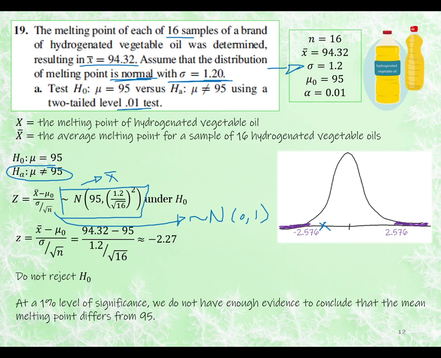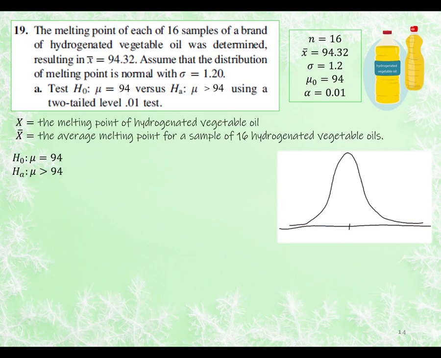At a 1% level of significance, we don't have the evidence to support the alternative. So we don't have evidence to say that the mean melting point differs from 95. So you can see this is in terms of the alternative, and a conclusion should always be in terms of the alternative. It's never in terms of the null. So we have evidence for the alternative, or we don't have evidence for the alternative, which means we need to put the alternative in words like we've done here.